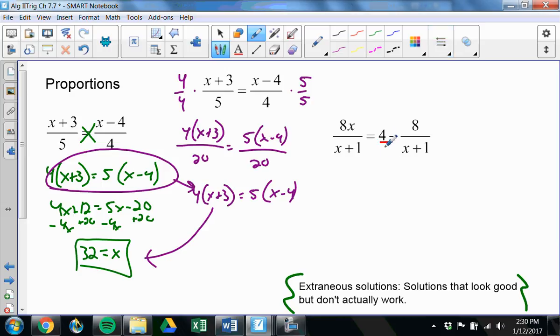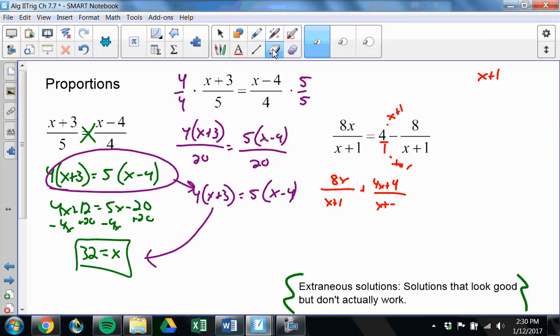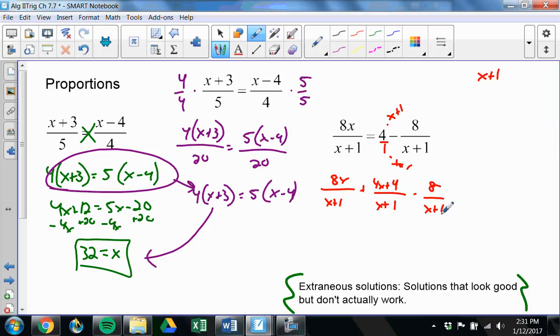I'm going to make this a fraction. Everything needs a common denominator, an LCD, which is x plus 1. So I'm going to multiply the top and the bottom of this by x plus 1. So I get 8x over x plus 1, plus 4x plus 4 over x plus 1, minus 8 over x plus 1. And I said plus, I meant equals. This should be an equals sign right here.